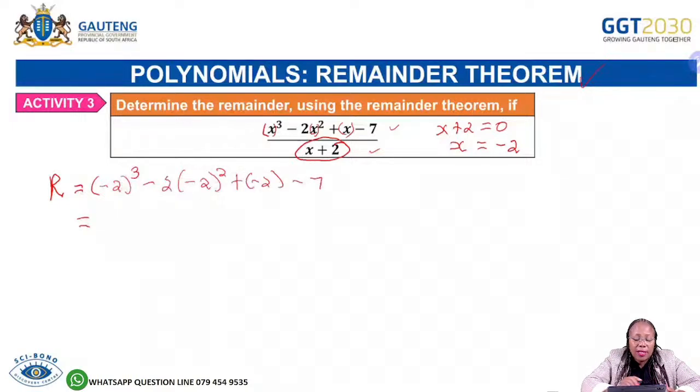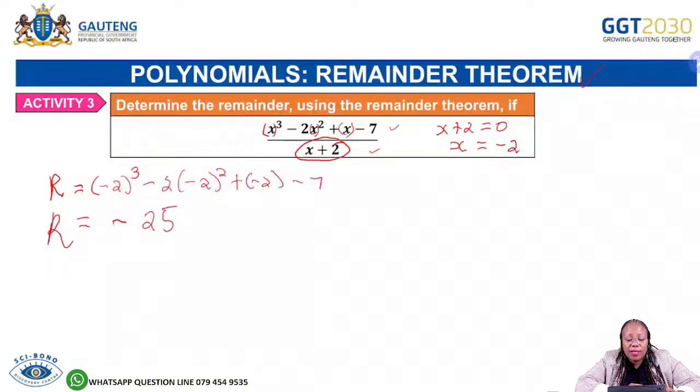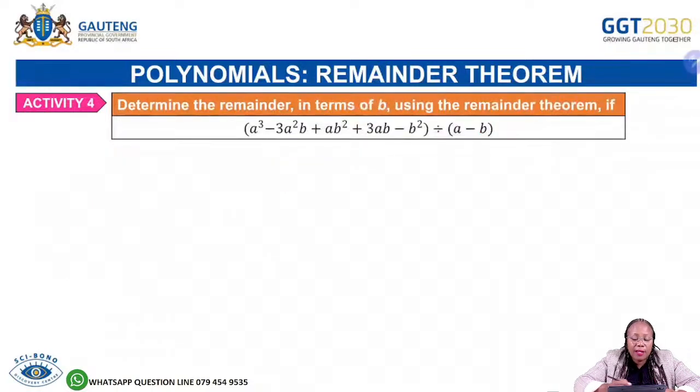And then now into our calculators, straight to the answer, grade 12. How much do you get for that? That is giving us a minus 25. So the remainder, when this expression here is divided by x plus 2, is minus 25. That is how you determine a remainder if you are given a divisor and f at x, or an expression.